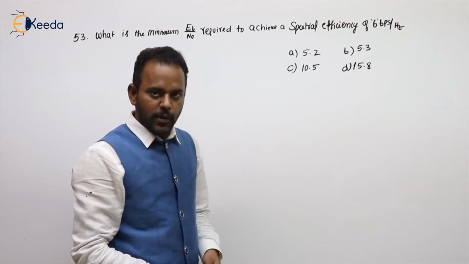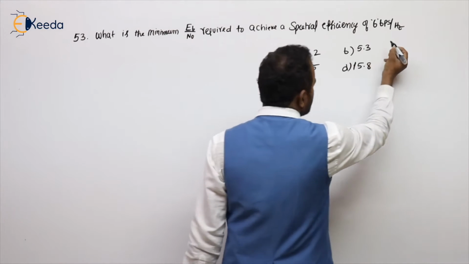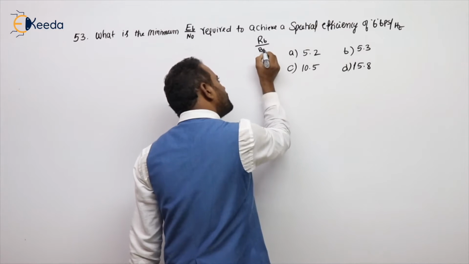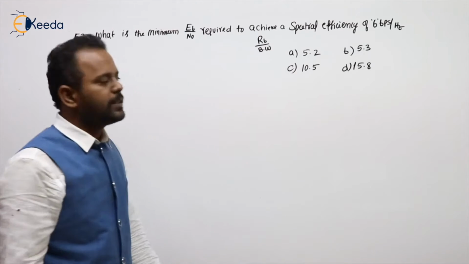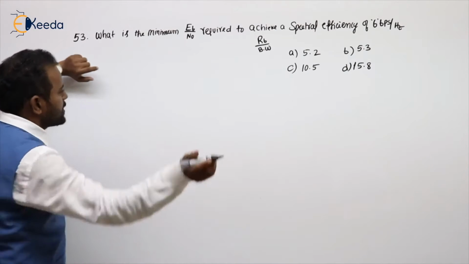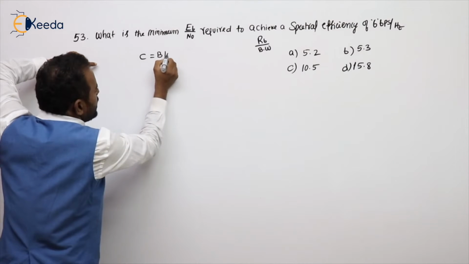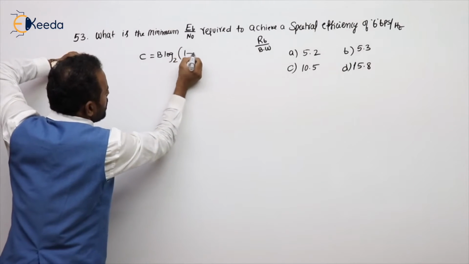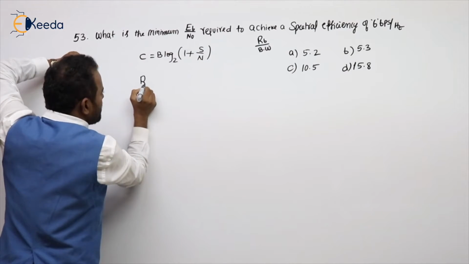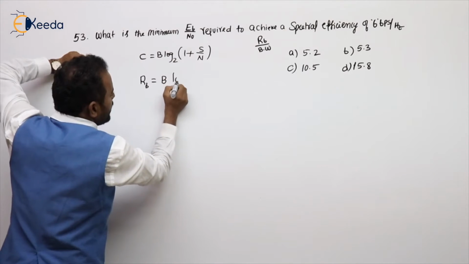In the previous questions itself we saw what spectral efficiency is. Spectral efficiency means Rb by bandwidth. Rb by bandwidth is called spectral efficiency. We can get this from the capacity of a channel, C equal to B log base 2 of (1 plus S by N). This C you can replace with R, and R means Rb only. Bandwidth means B here.